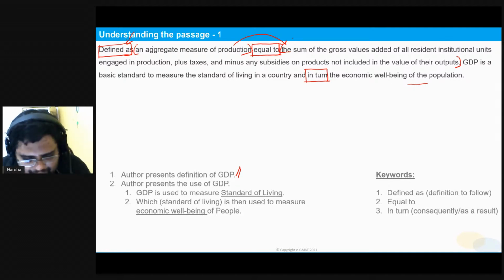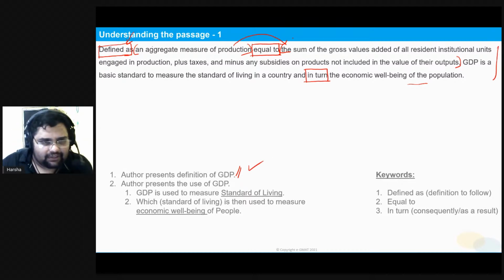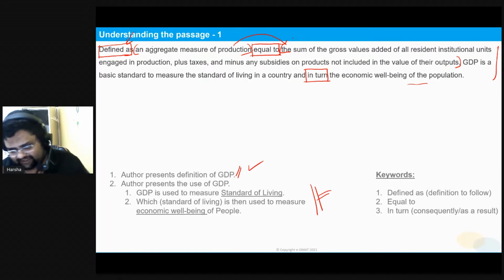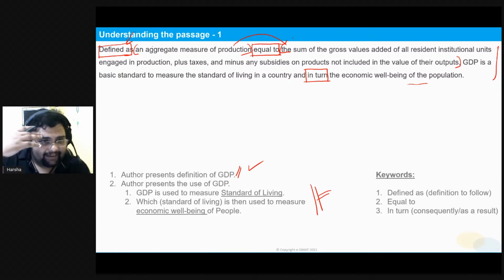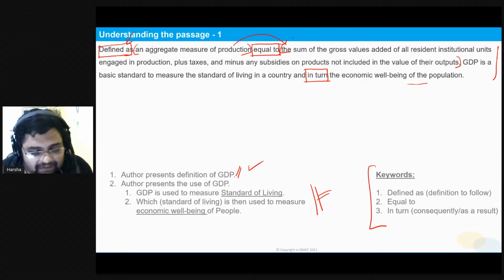So far so good. That's kind of what you should get. So what has the author done so far here? He presented to us, hey, what is GDP? What is the definition? How do you define GDP? And fundamentally, what is it used for? It's used to measure standard of living, measure economic well-being. Simple, right? That's my top-level understanding of the passage without getting into the details, which I'm able to extract through keywords.